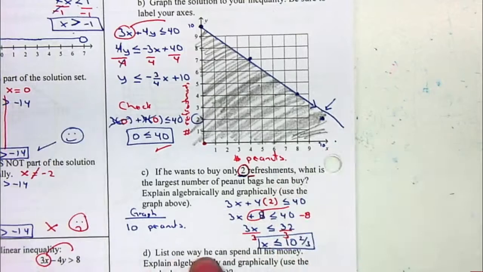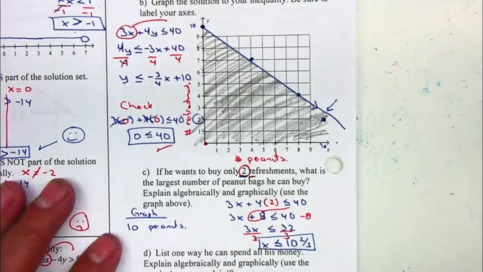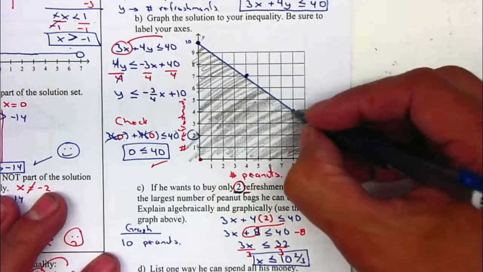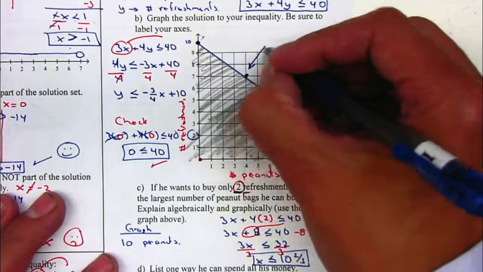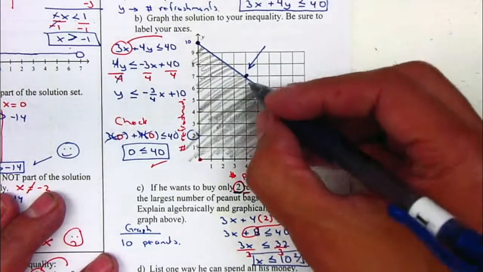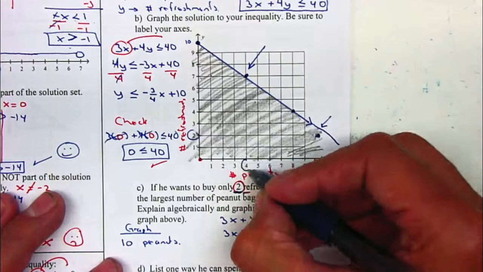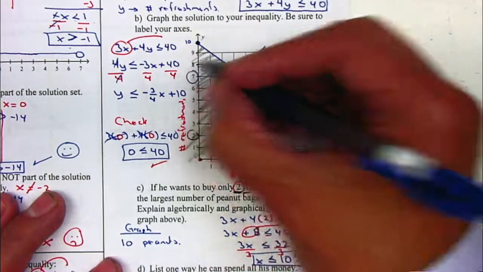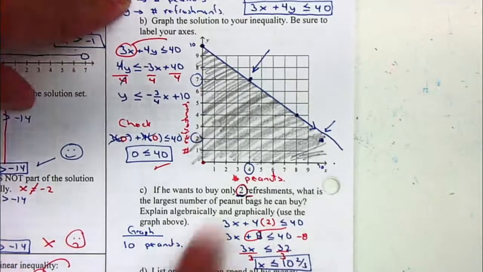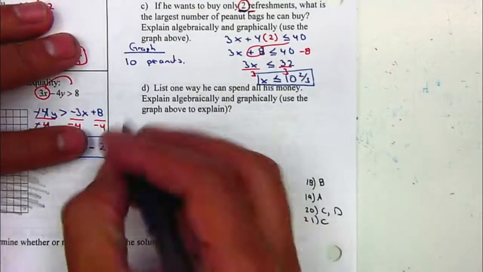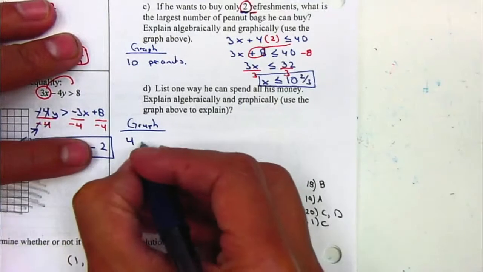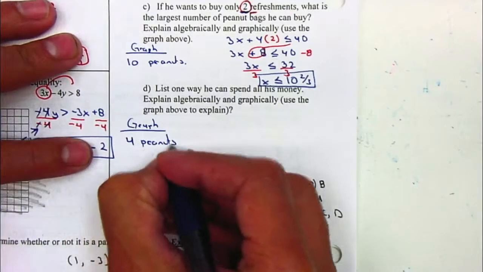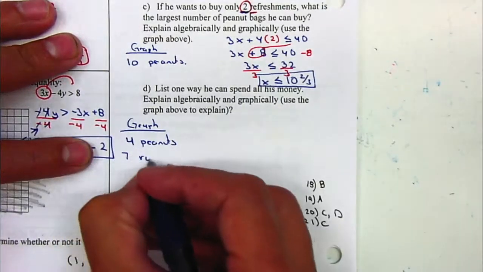Now, list one way that he can spend all his money. Explain algebraically and graphically. Now, the points that are on the line, that means that he's spending all of his money. So let's go and select this point right here. So he can spend 4 bags of peanuts, or 4 peanuts, and 7 refreshments. And if you show me the arrows, then I can see that you did it graphically. By using the graph, it will be 4 peanuts and 7 refreshments.